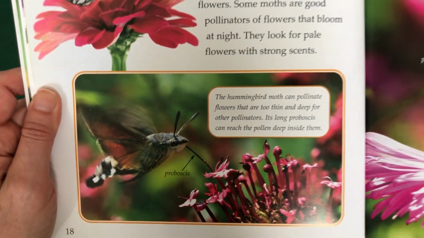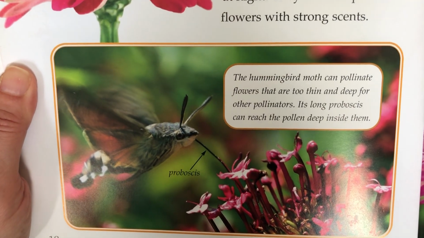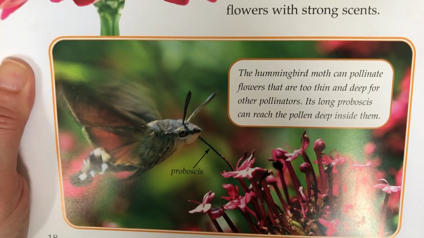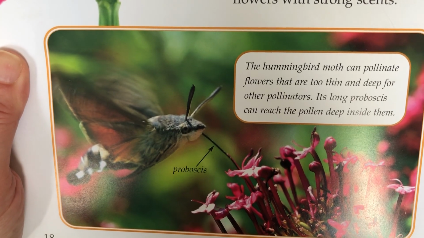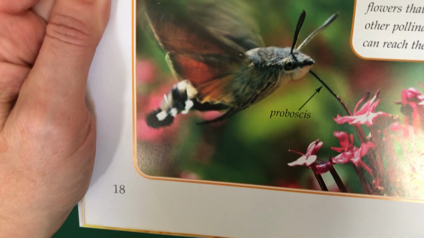The hummingbird moth can pollinate flowers that are too thin and deep for other pollinators. Its long proboscis can reach the pollen deep inside them. There's the proboscis.